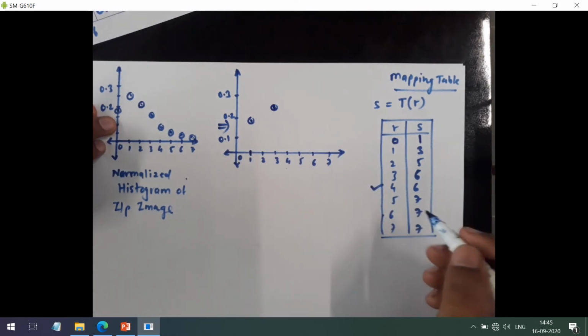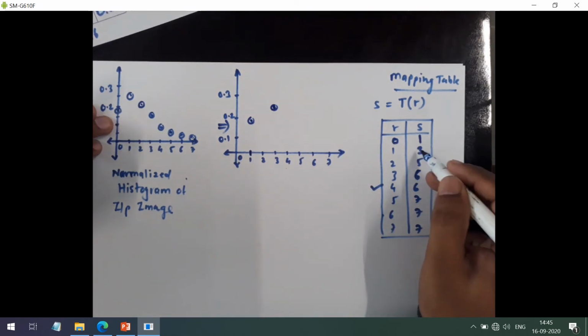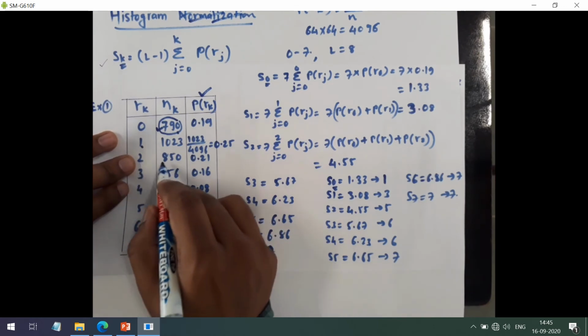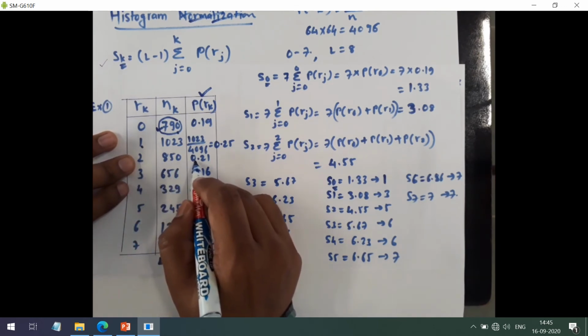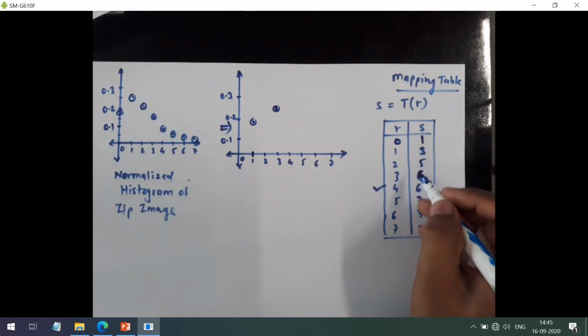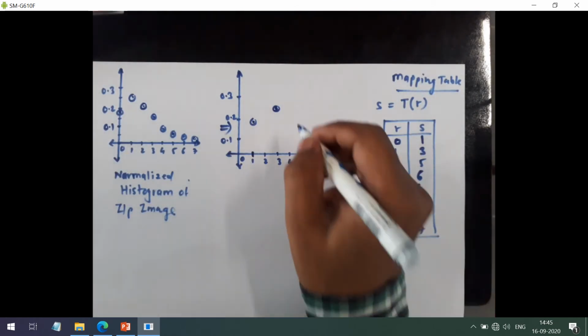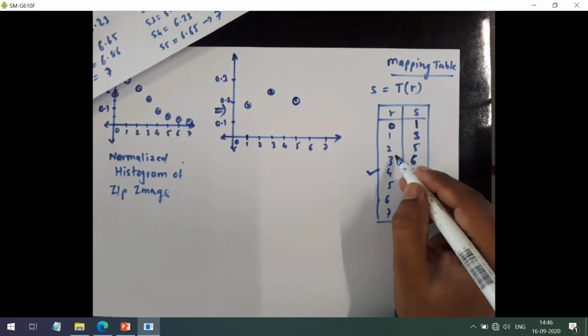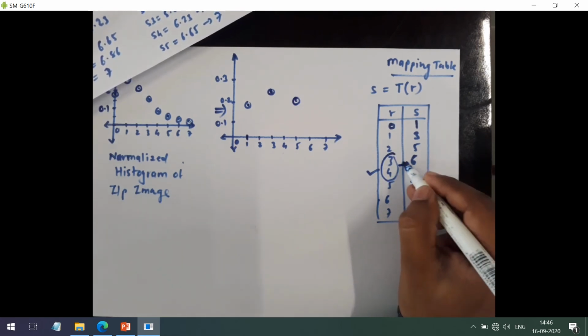Okay, then we don't have any pixel with 4 value, then 5. 2 is mapped to 5. Okay, so how many are there with 2? 850, whose normalized score is 0.25. So you have to plot this on the intensity with 5 value, okay, 0.21. Okay. Now these 2 pixels are mapped to 6.